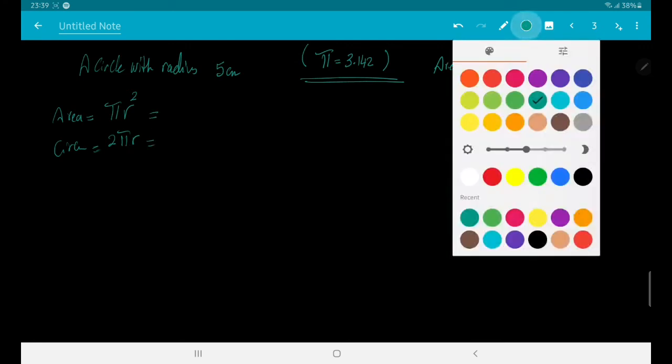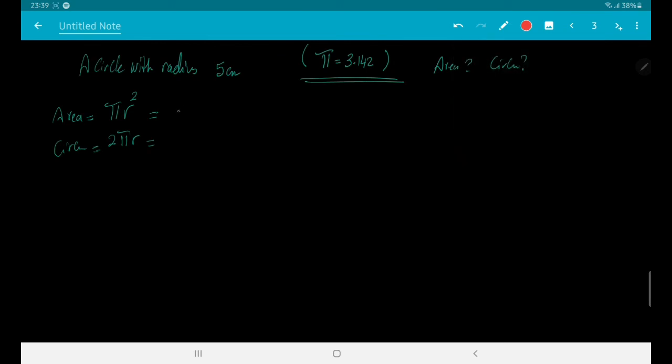Now substitute the values that you have. So pi is 3.142 multiplied by the radius, which is 5 squared. For the circumference, 2 multiplied by pi multiplied by r, so 2 multiplied by 3.142 multiplied by 5. The answer that you will have here is in centimeters squared, and here it's in centimeters.